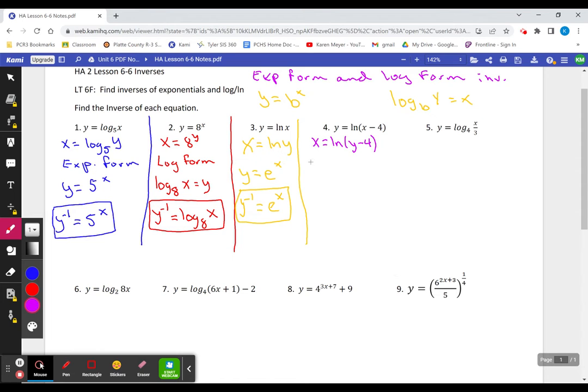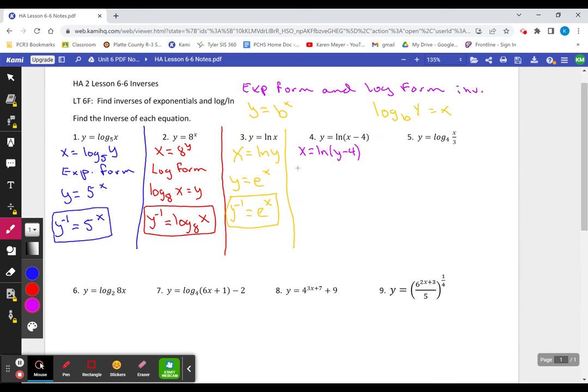So y is the part after ln, which is going to be our y minus 4, equals base for ln, which is always the letter e, raised to the x. Now you're going to notice that y isn't by itself. We have to get rid of that minus 4. So in order to get rid of the minus 4, you need to add it over. So now I'm just going to put in my inverse notation. So the inverse is equal to e raised to the x plus 4.